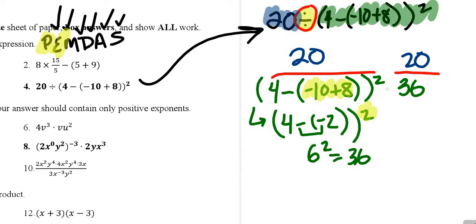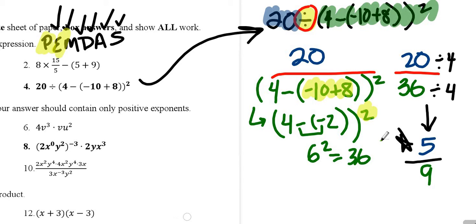But wait, there's more. Each of these is divisible by 4, of course. You always want to reduce. So your final version here, 20 divided by 4 is 5. 36 divided by 4 is 9. So the answer is 5 ninths. Yes, fractions are perfectly acceptable.